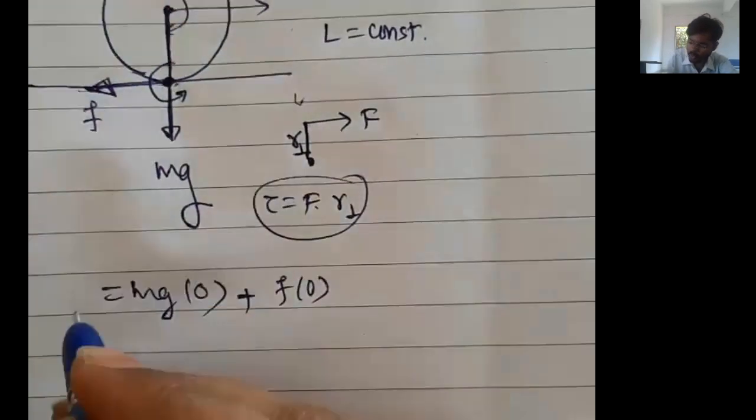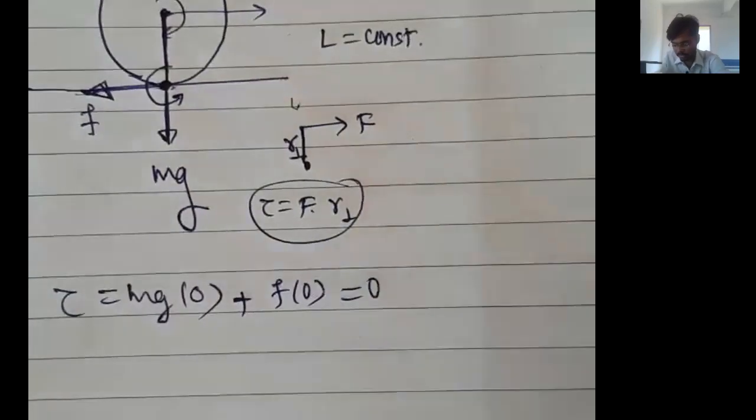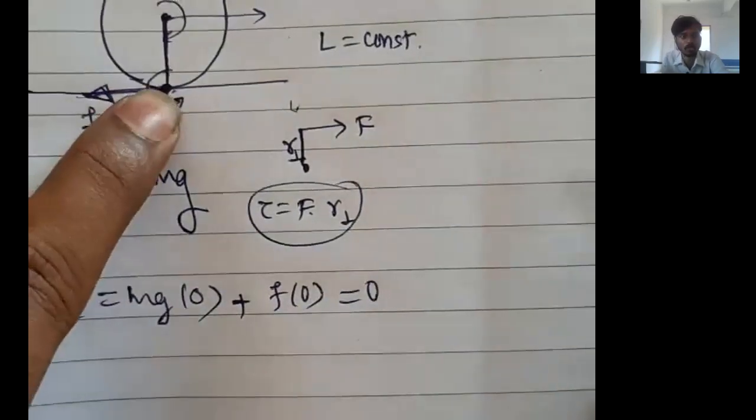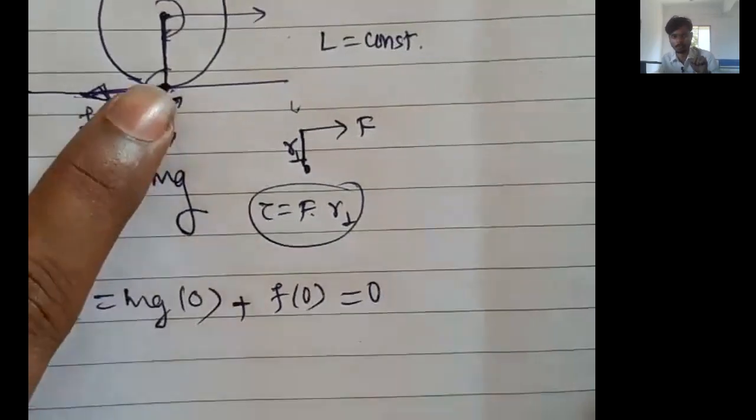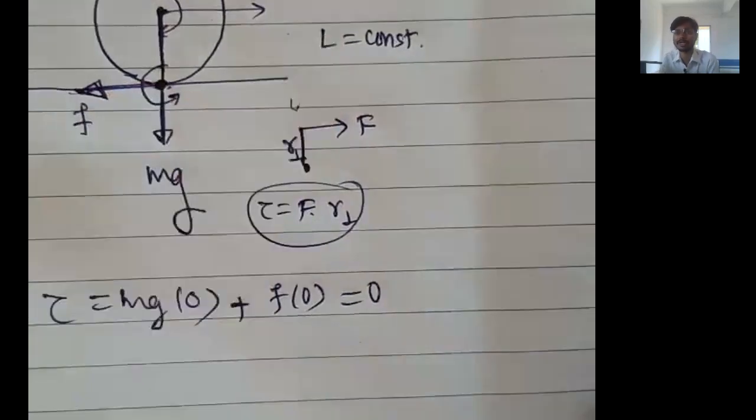So net torque on the object is right now 0. About this point, net torque is 0. About the point where net torque is 0, angular momentum is conserved. So point 2, option number 2 is the correct option.